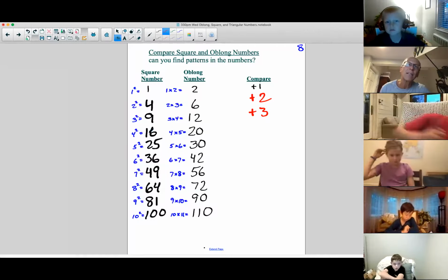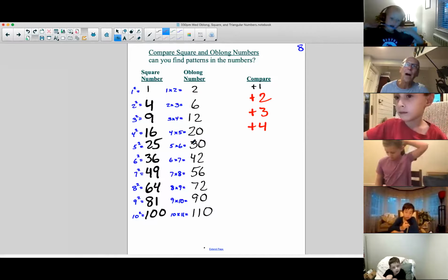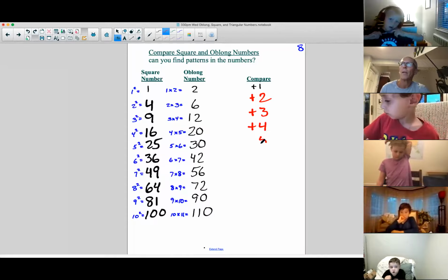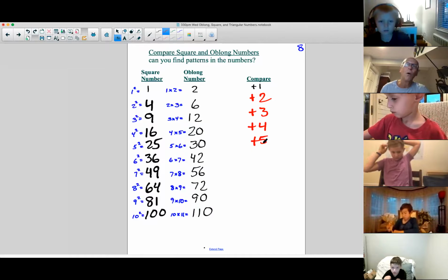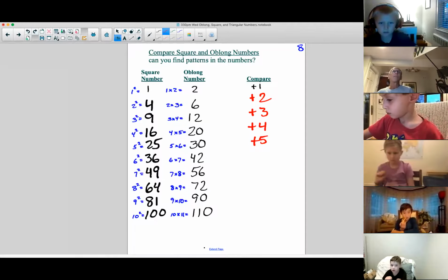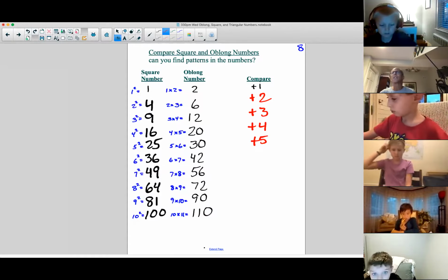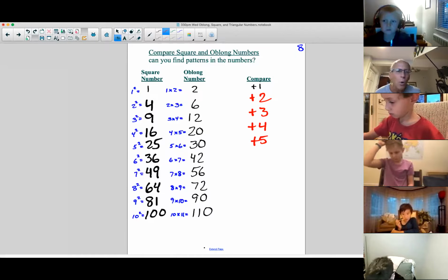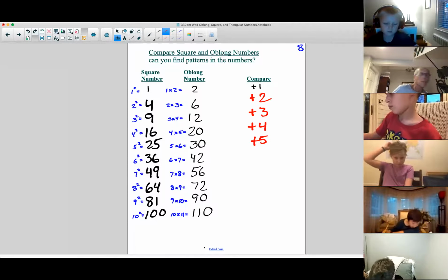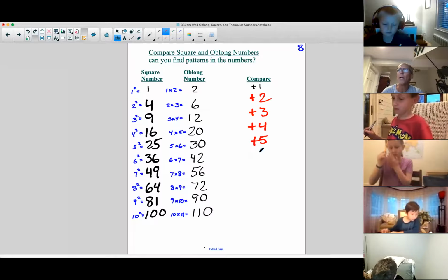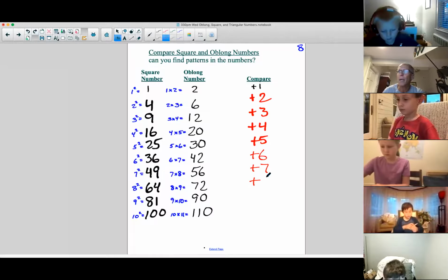Yes. What do we have to add from 16 to get to 20? What do we have to add from 25 to get to 30? 5. Do you guys see a pattern now? Yes. All right, so can you guys finish this? Go all the way down to the bottom. So the difference between square numbers and oblong numbers are actually consecutive whole numbers, which is really, really cool. Are you guys all working it? I'll write it down too, but I assume that you guys are ahead of me.